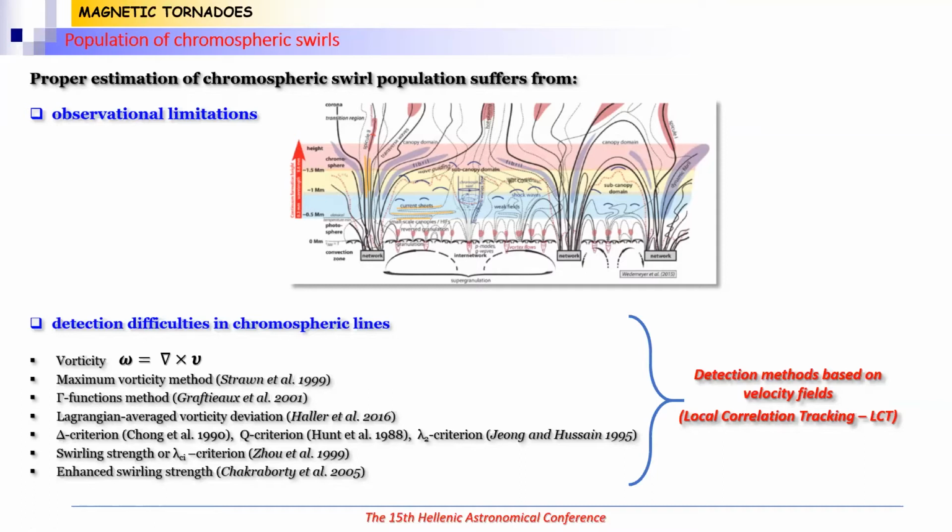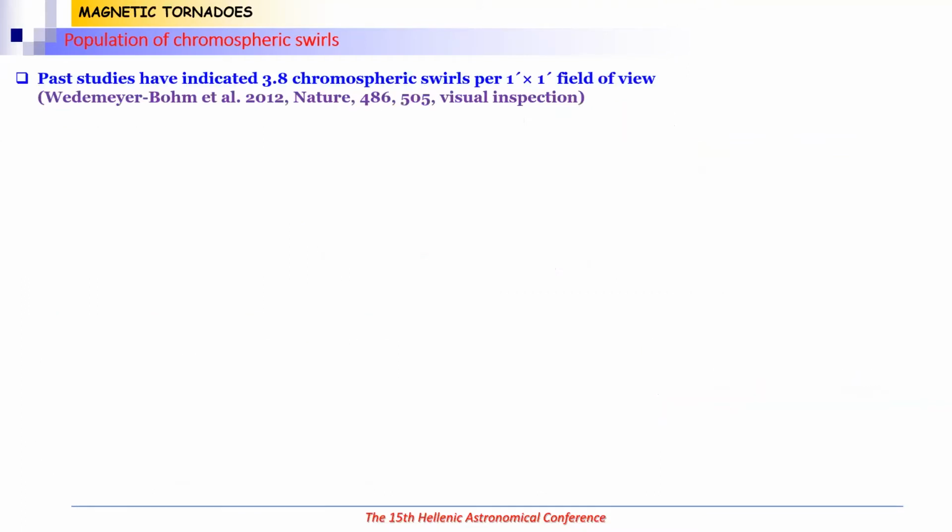But the important element in all these detection methods is that they depend on the velocity fields. So you actually have to use some local correlation tracking technique to derive a velocity field, and from that velocity field, calculate the loci of vortex motions on the sun. As I have already indicated, past studies have indicated something like 3.8 chromospheric swirls per 1 arc minute times 1 arc minute field of view. This is the Nature paper by Wedemeyer, where visual inspection was used to find these population numbers.